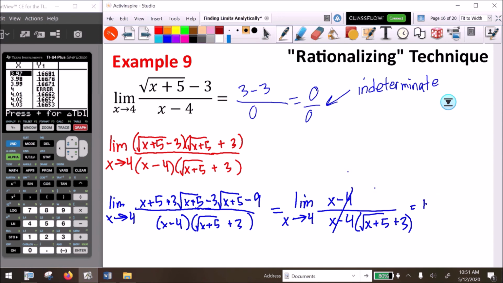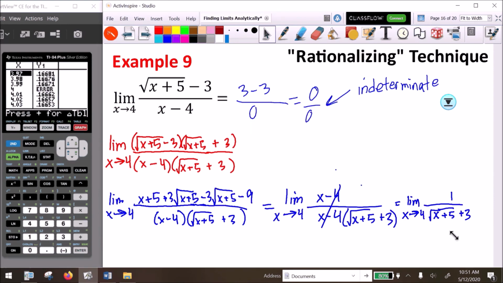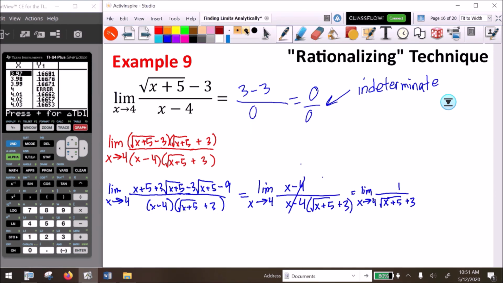And this is equal to 1 over the square root of x plus 5 plus 3. And this is actually something we can solve via direct substitution. So I'm just going to directly substitute 4 for x to get my limit here. So the limit of the function 1 over the square root of x plus 5 plus 3 as x approaches 4. What does that equal?